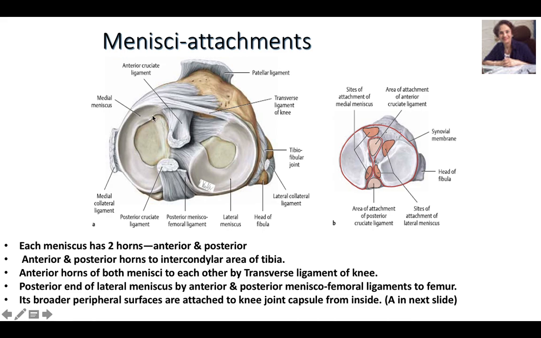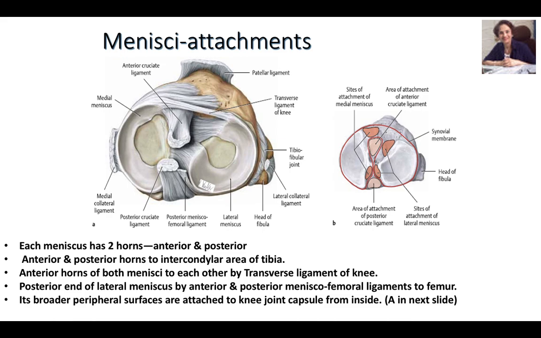In addition to this, the anterior ends of medial and the lateral meniscus are joined by this structure, and this is called transverse ligament of knee joint. The posterior end of lateral meniscus is also attached to medial femoral condyle by what is called the meniscofemoral ligament, and here you can see a part of it. This is coming from the meniscus and femoral, that is going to the femur, and that is called meniscofemoral ligaments.